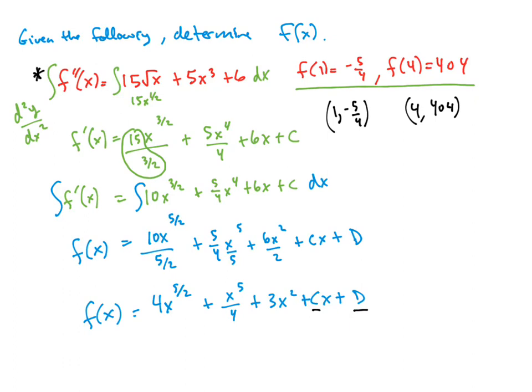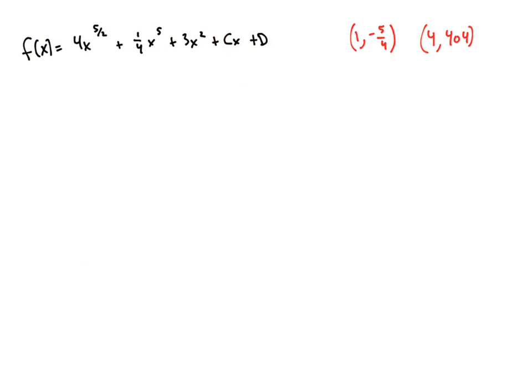So now we have two unknown values. We have two ordered pairs. So we're going to set up a system of equations to solve for c and d. So I'll take each of these initial conditions and substitute them in separately into this equation. So the first point, 1 comma negative 5/4. So I'm going to have negative 5/4 is equal to, so I'm inputting 1 into this equation. So 1 to the 5/2, so that'll just be 4 plus 1/4 plus 3 plus c plus d.